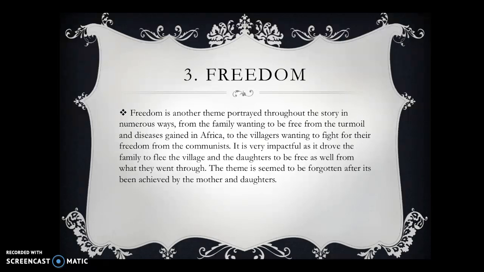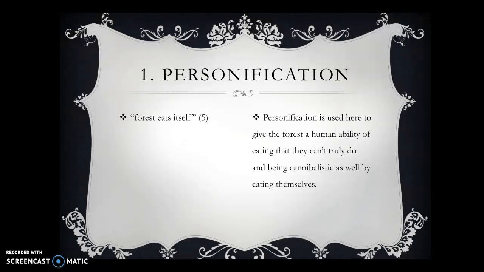Another theme portrayed was freedom, as it's portrayed in numerous ways, from the family wanting to be free from the turmoil and diseases gained in Africa to the villagers wanting to fight for their freedom from the communists. It is very impactful as it drove the family to flee the village and the daughters to be free as well from what they went through. The theme seems to be forgotten after it is achieved by the mother and daughters, but then again, it's never forgotten as they gain their freedom.